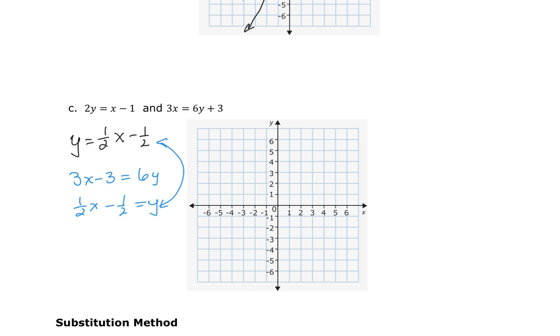And so I'm going to go to negative 1/2, and here's a negative 1/2. I'm going to go up 1 over 2, and up 1 over 2, get another point. So there it is.